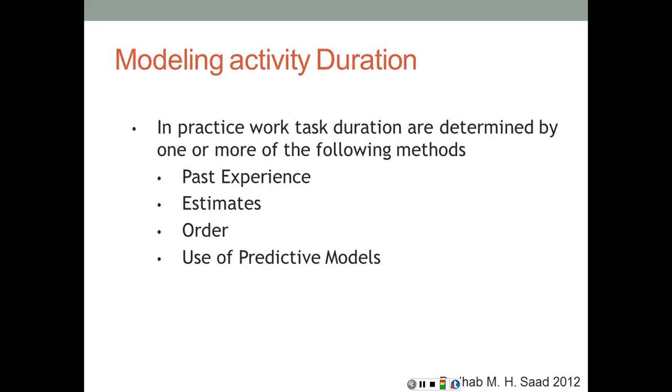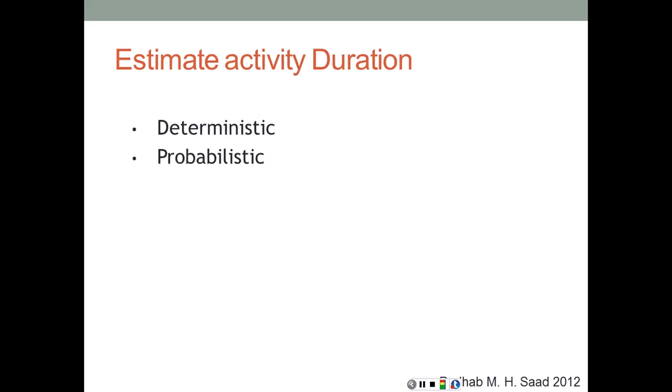Or use of predictive models. If we do this activity this way, it's going to take that many days. If we do it that way, it's going to take that many days. Again, it's based on both past experience and estimates. And the activity duration can either be deterministic or probabilistic. Deterministic means there's only one duration for the activity, obtained again from the equation Q over P. But probabilistic means there is some probability that we're not going to finish in that duration, based on the conditions, based on the performance of the resources, based on the availability of resources.